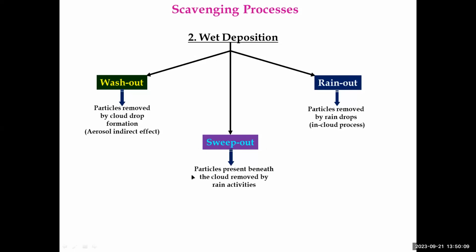The sweep out process is the process where the particles present beneath the cloud, because not all the aerosols are acting as cloud condensation nuclei. The aerosols which lie below the cloud will be removed by the rain activity. Whatever raindrops fall will carry them down through the rain droplets. However, the rain out process is the process inside the cloud. It occurs within the cloud, where the particles are removed by the attachment of rain droplets.